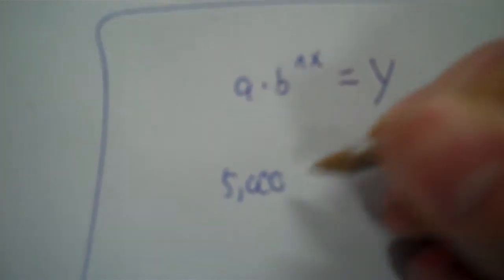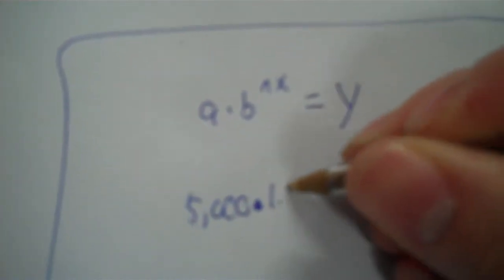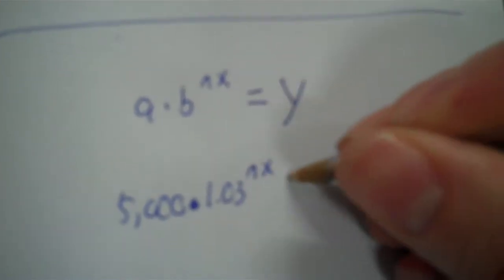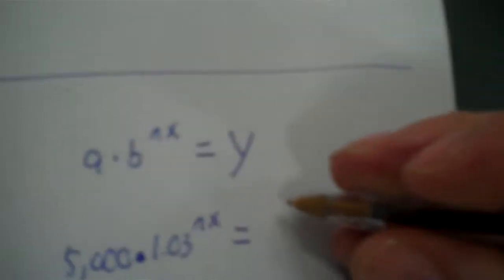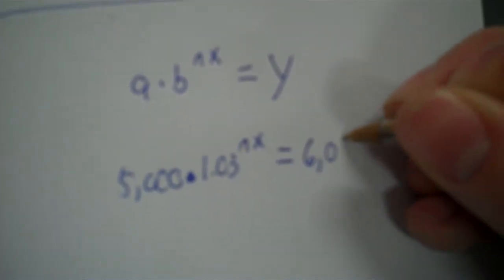So you have 5,000 for A. Your B is the 1.03. Remember, the X was the unknown. And the Y is your money that you ended with, which is $6,000. Okay. Now you need to solve for the remaining variable. So you're solving for X. Here's the deal though, X is a power. So what did I tell you to do if X is a power? Well, parenthesize it's the power along with the base.